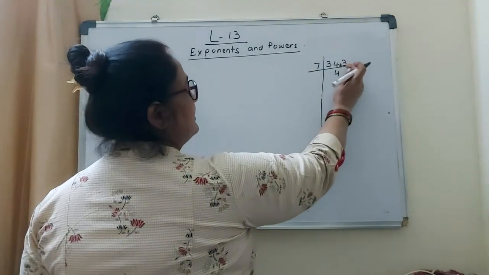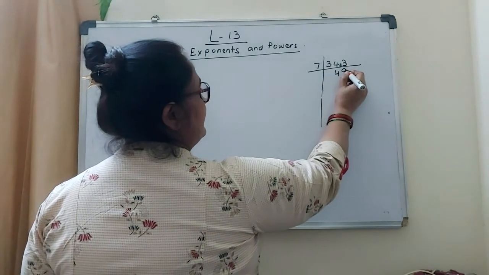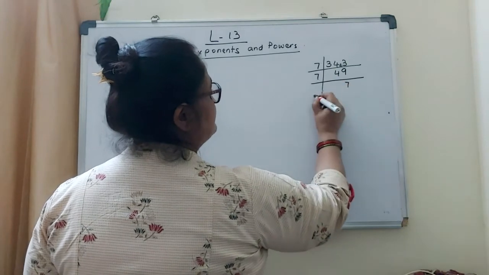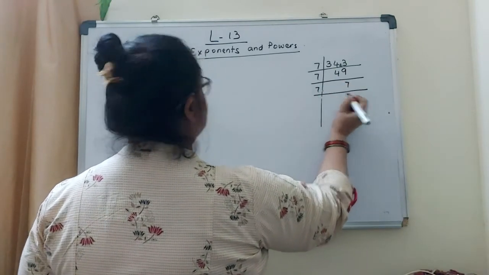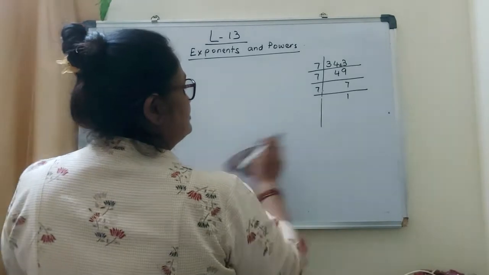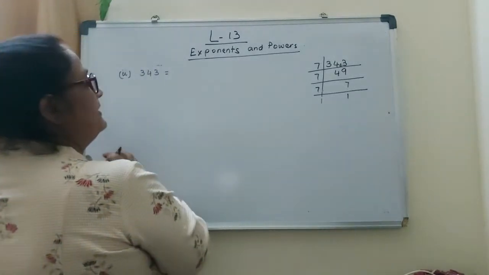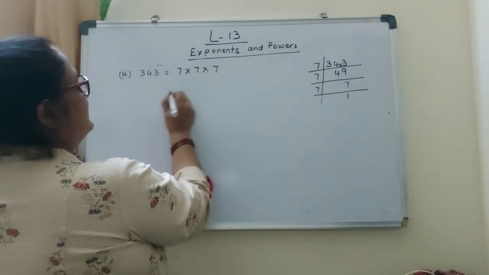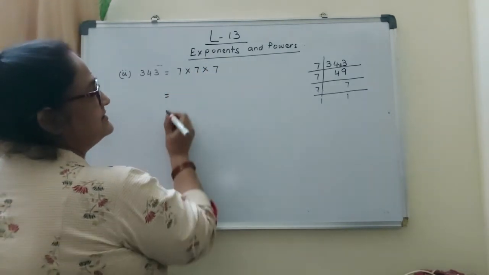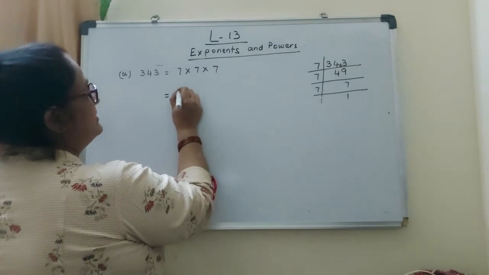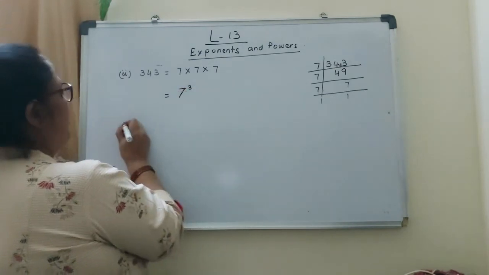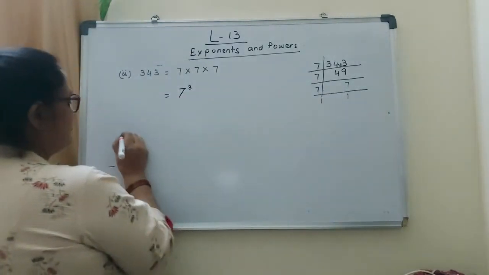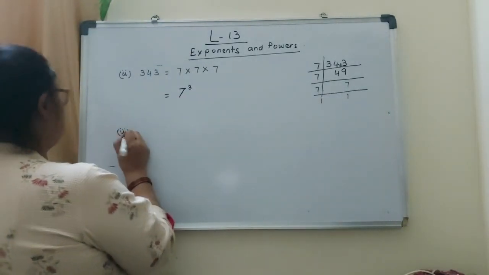Now this number becomes 63. 7 nines are 63. 7 sevens are 49. 7 ones are 7. So the factors here will be 7 multiplied by 7 multiplied by 7. How many times is 7 occurring? 3 times. So 7 raised to the power of 3. That is the second one. Draw a line right across. Let's go on to the third one.